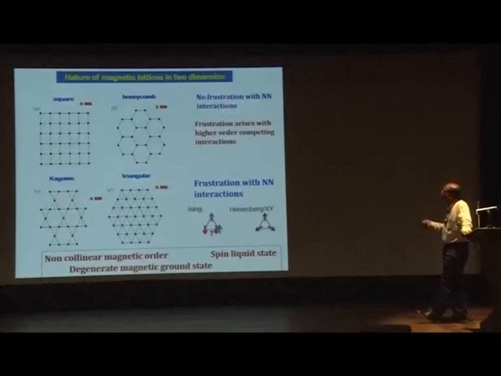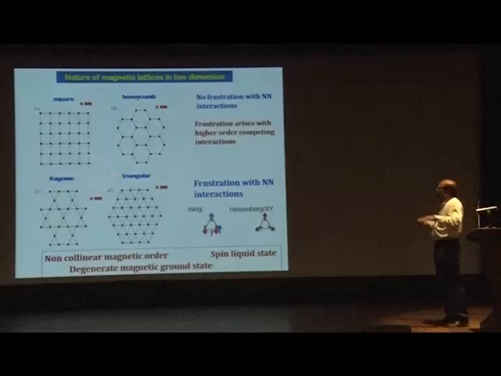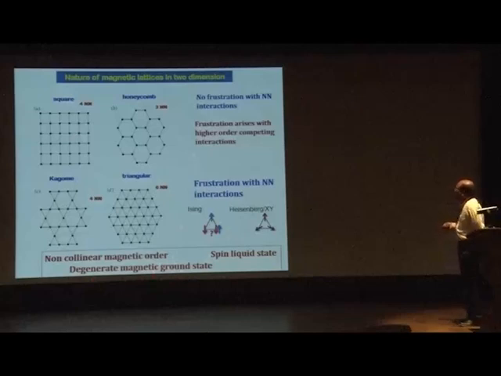Whereas for Kagome and triangular lattices, even the nearest neighbor exchange interaction causes frustration, and you know the famous case of the triangular lattice with, of course, Ising spins, or you deal with XY or Heisenberg spins. So this kind of 2D lattice is prone to give different kinds of novel magnetic states: non-collinear magnetic ordering, spin liquid states, and they also show degenerate magnetic ground states.